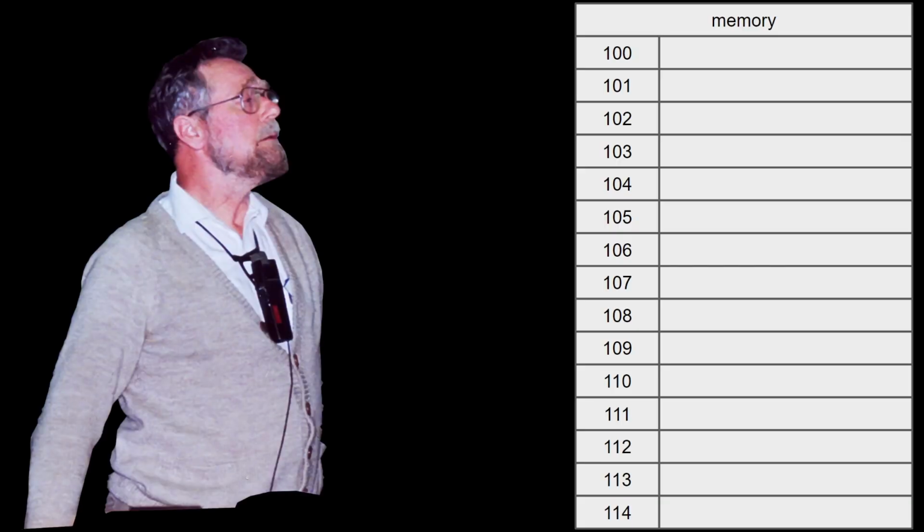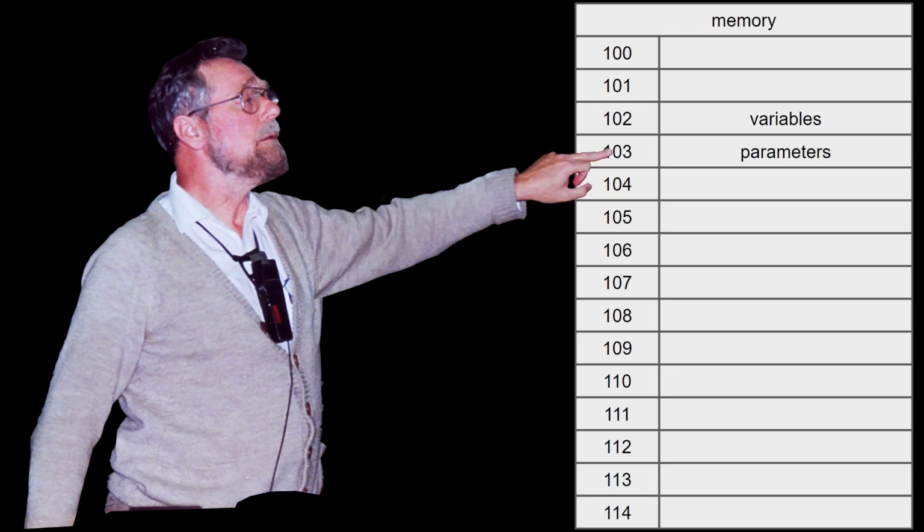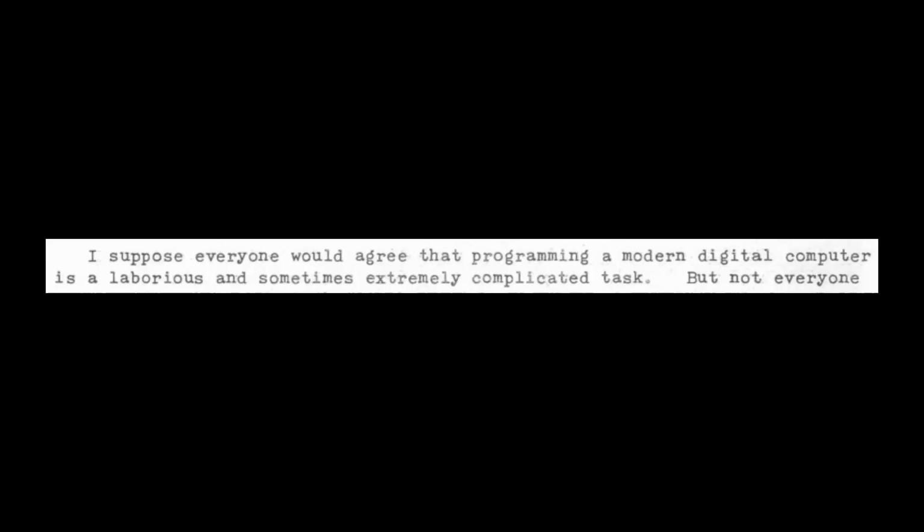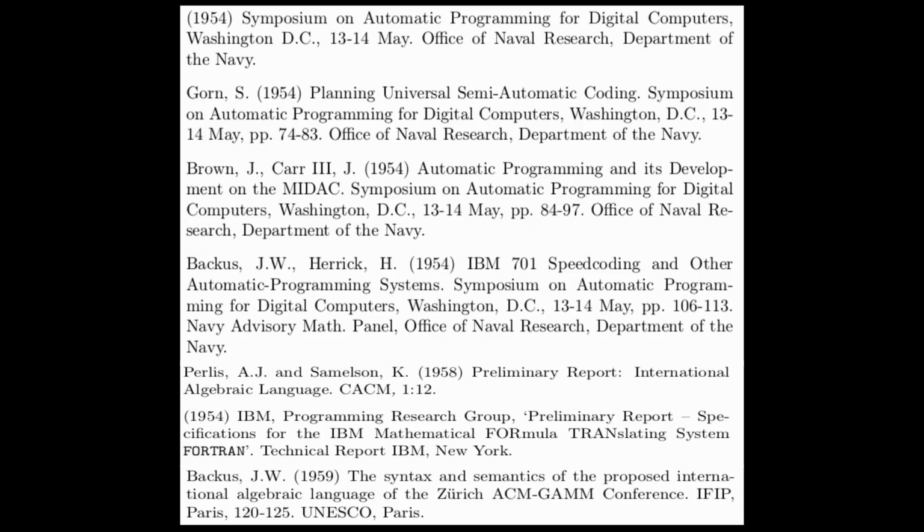You see, at that time, computers operated with a flat memory model, where programmers explicitly managed memory locations to store variables, parameters, and return addresses, which was slow, difficult, and expensive, and in Hamblin's words, made programming a modern digital computer a laborious and sometimes extremely complicated task. So a lot of work was being done by computer scientists of that time to develop new techniques, new notations, new languages to make programming faster and easier.